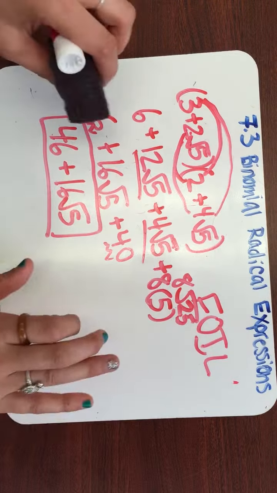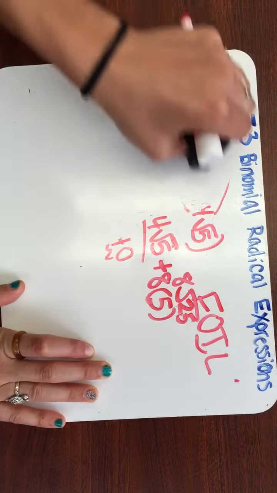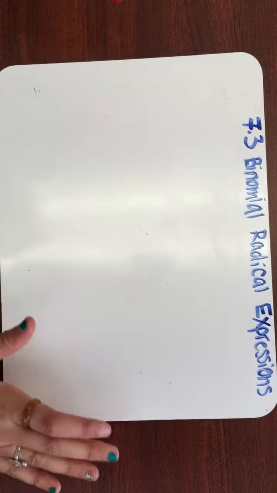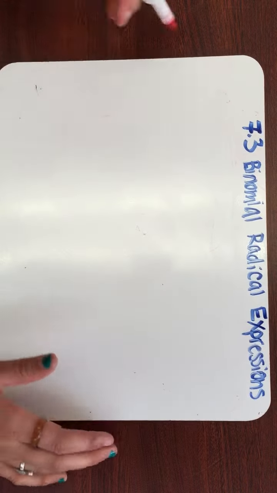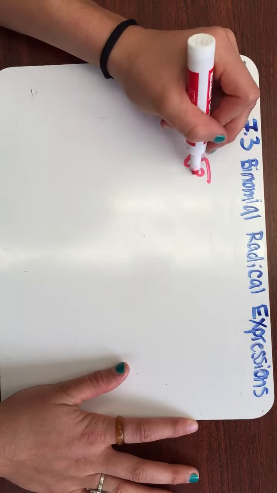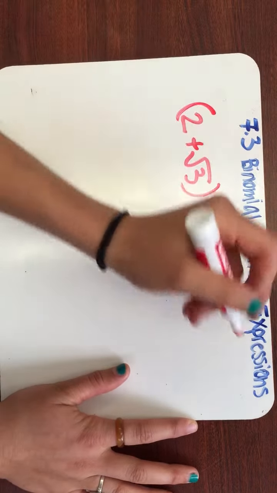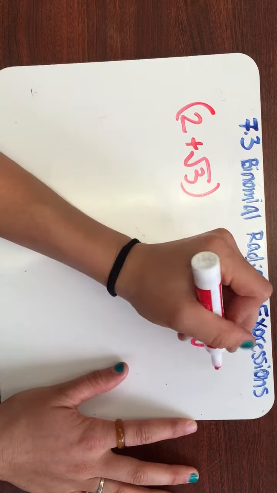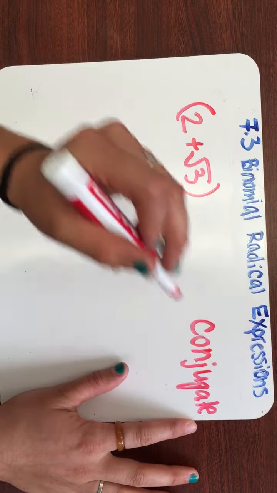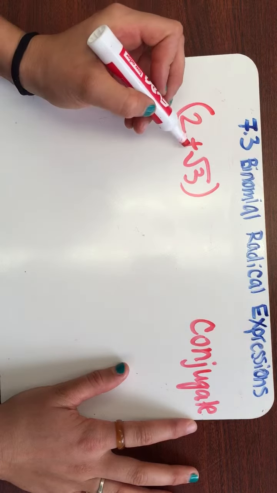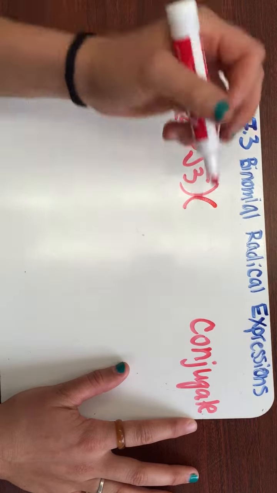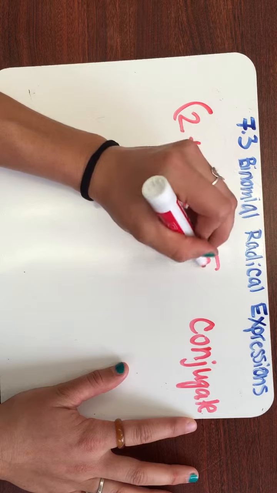Moving on here, let's talk about some conjugates. If we remember from previous lessons, if we have conjugates, that means, for example, if I have 2 plus the square root of 3, the conjugate of this is going to just be changing the sign of the second term. So that's all a conjugate changes. So the conjugate of 2 plus square root of 3 is 2 minus square root of 3.